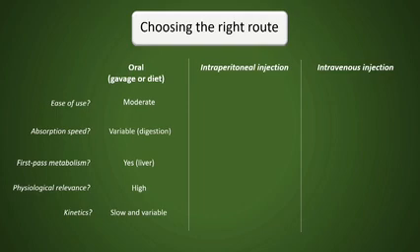Orally, I would say it's quite easy, depending on whether you give it via diet or gavage. The absorption speed is rather variable because, of course, it depends on digestion, and you do have your first pass metabolism from the liver. The physiological relevance is very high because, of course, we also get a majority of our nutrients through the diet, and the kinetics are slow and variable. So you have to really think about how long you will put the animals on these diets, and it will take some optimization as well.